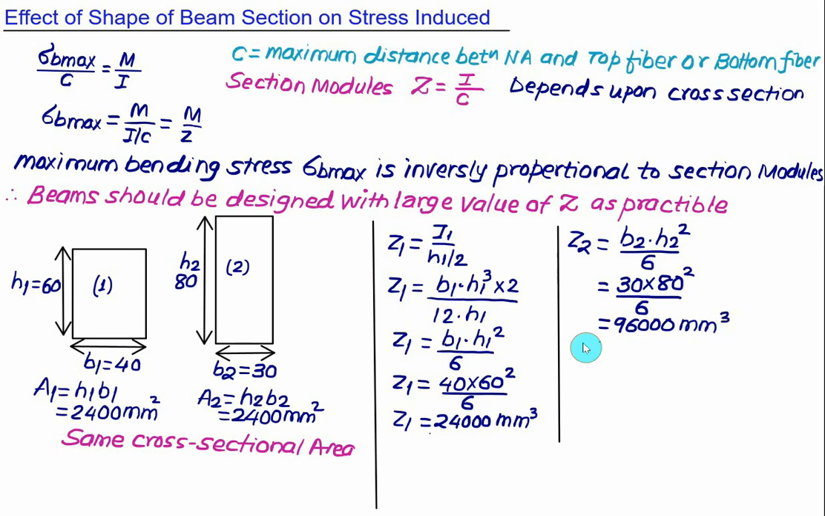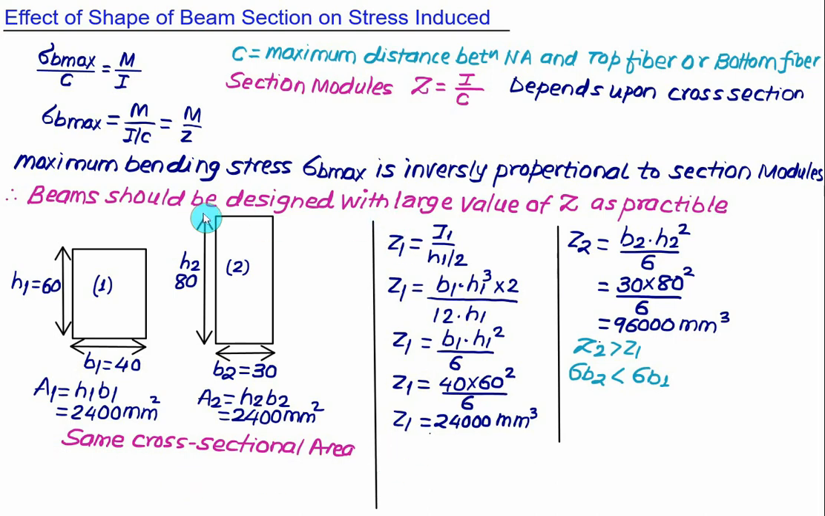So we conclude here the value of z2 is greater than z1, and if the value of z2 is greater than z1, then the maximum value of bending stress produced in the second case will be lower as compared to the bending stress in the first case. So if you want to use a rectangular section, then you should select the highest value of the depth as possible as compared to the width. So it is important what is the value of section modulus for us.